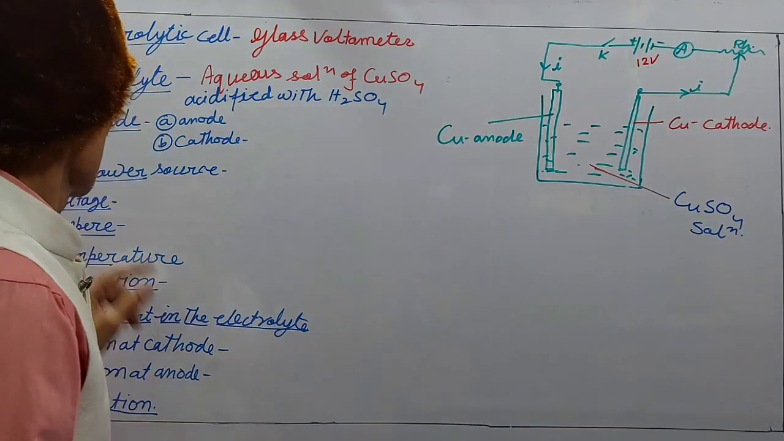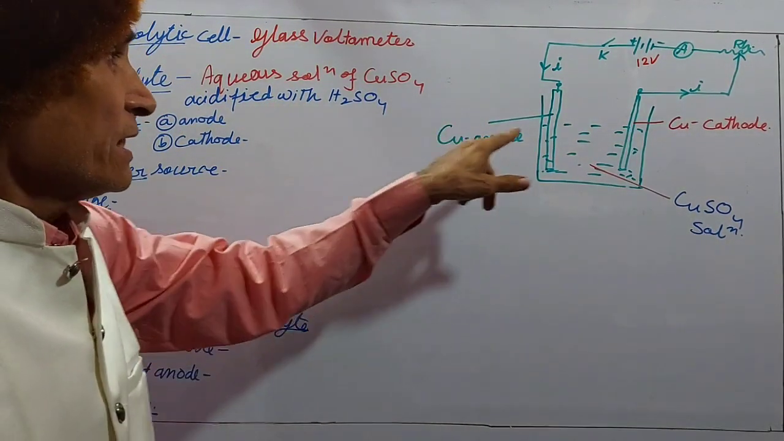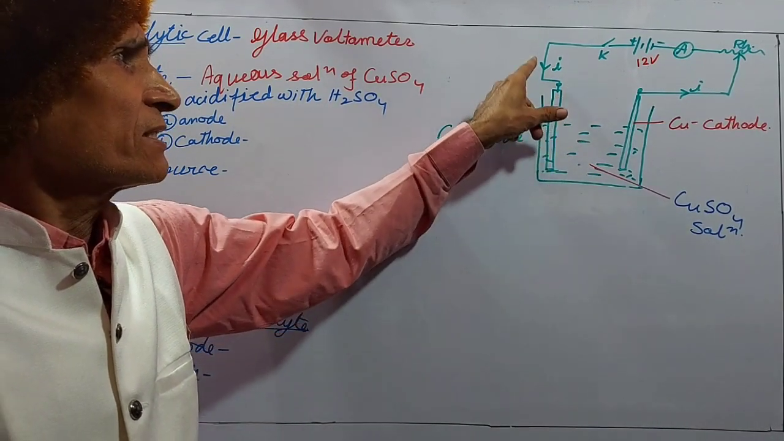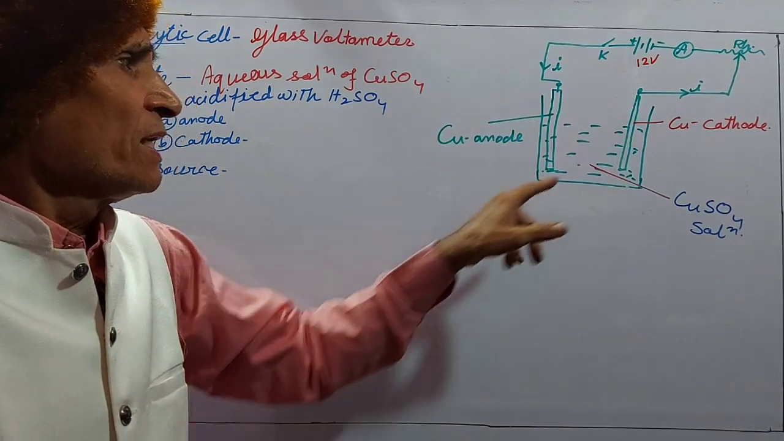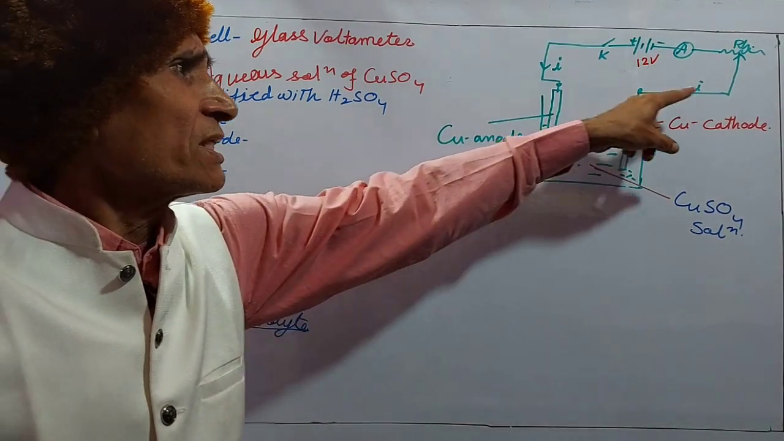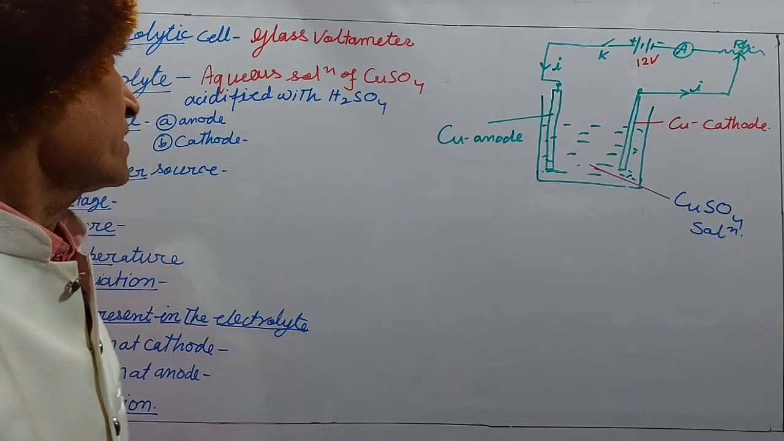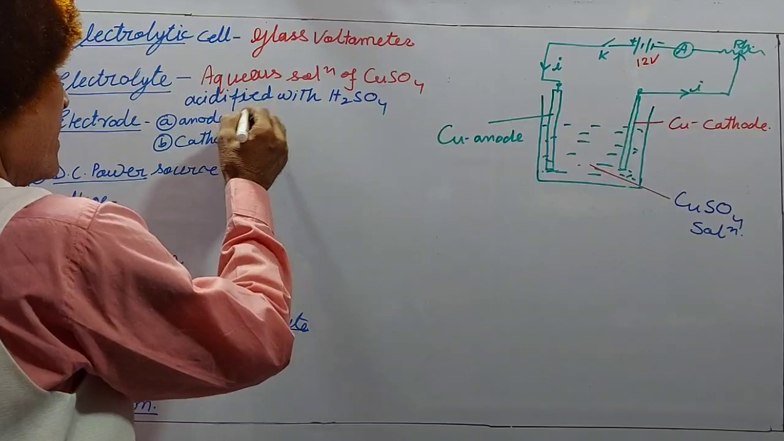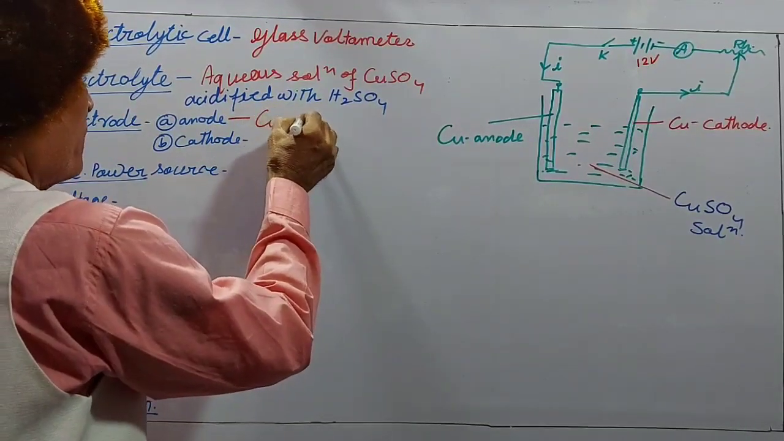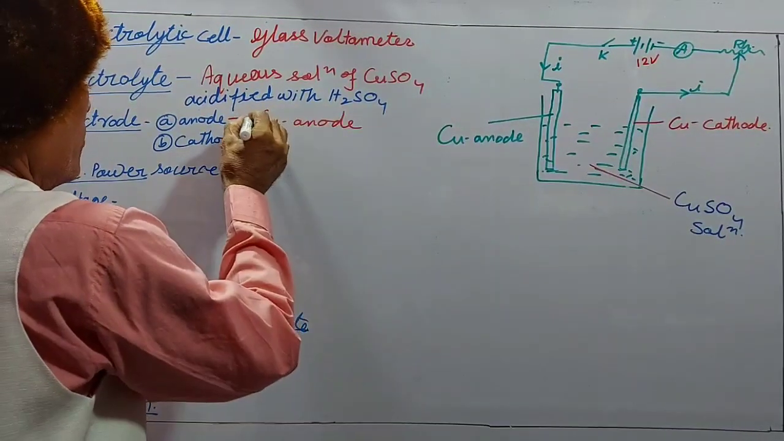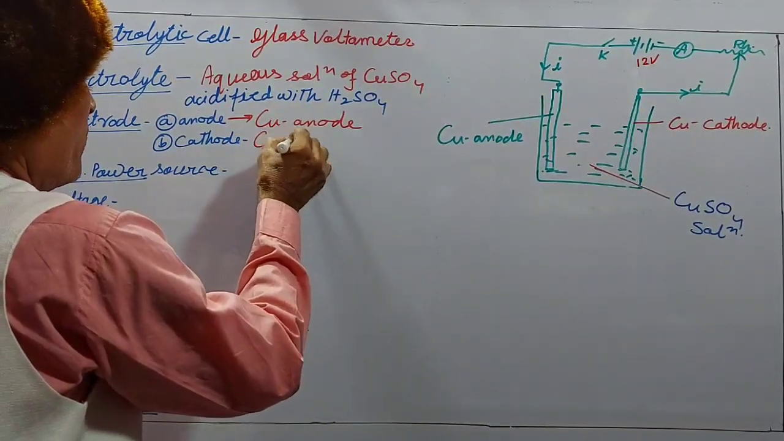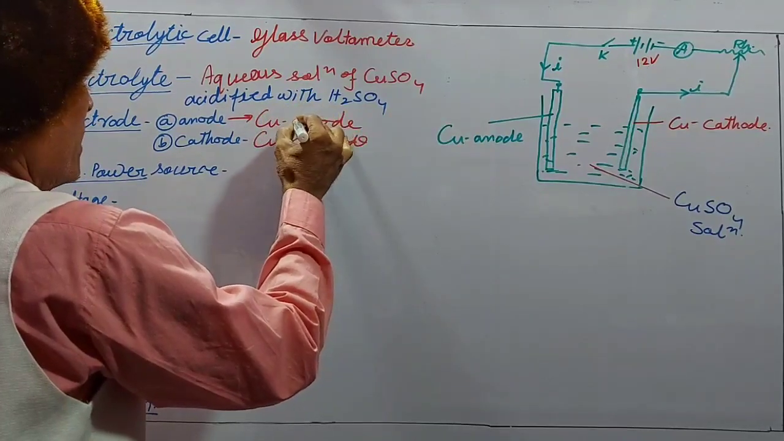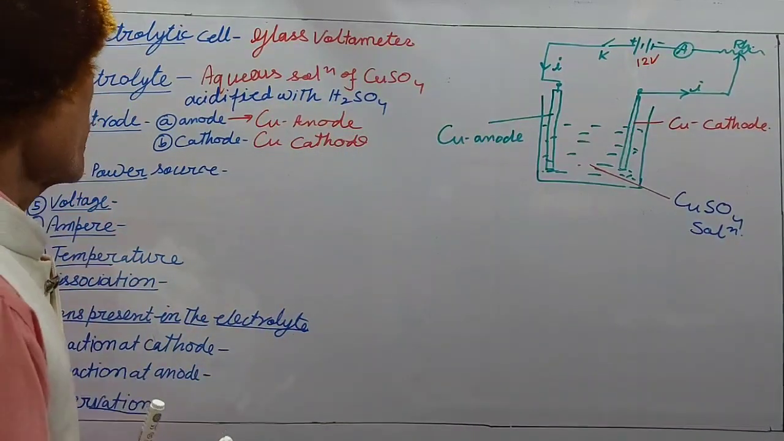Now the next point is the electrodes, anode and cathode. The anode is the electrode connected to the positive terminal of the battery, and the cathode is the electrode connected to the negative terminal of the battery. In this electrolytic cell, the anode is a copper anode, and the cathode is a copper cathode.